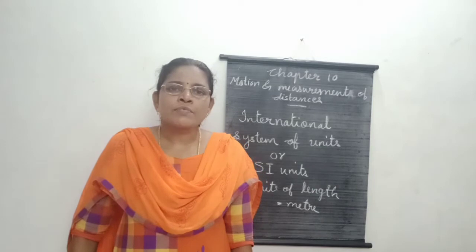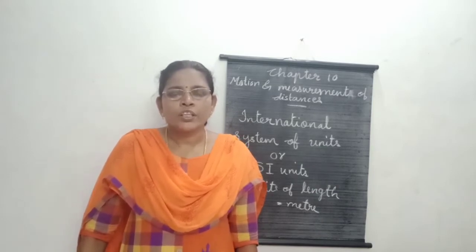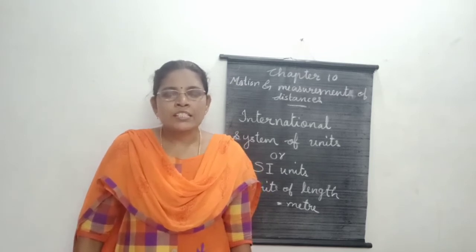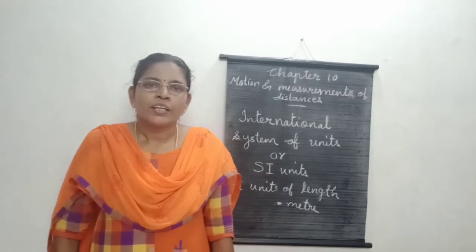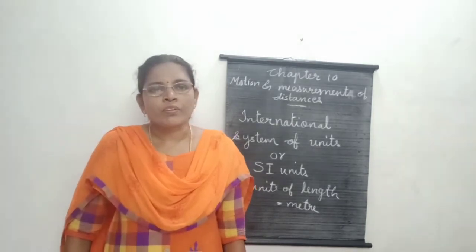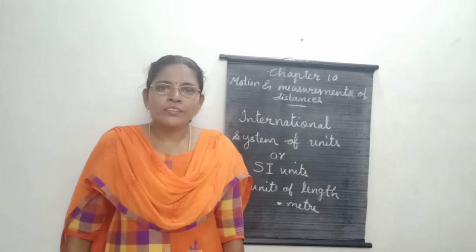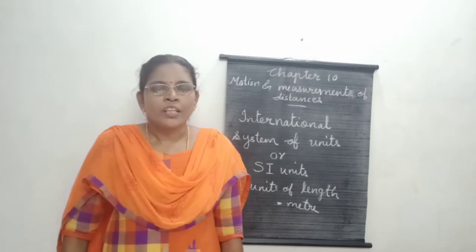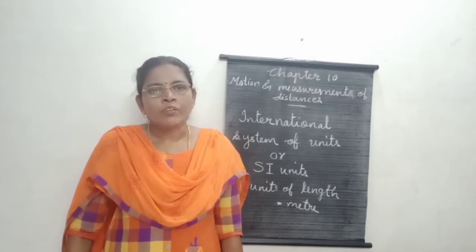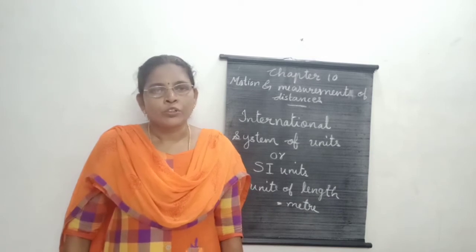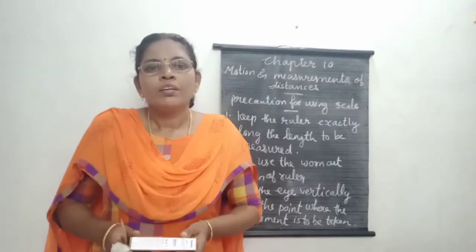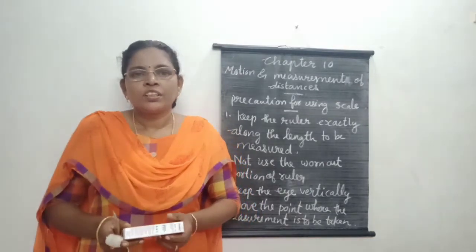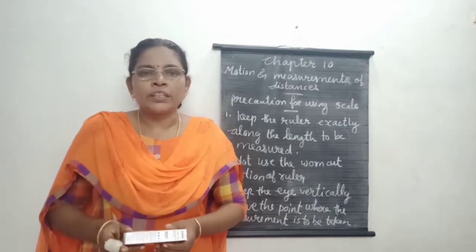So the scientists accepted a new standard unit of measurements, that is the International System of Units or SI units. What is the SI unit of length? Yes, it is meter. Then we use a meter scale or a meter tape to measure lengths. Now we are going to learn how we measure the length of an object using a ruler or a meter scale.